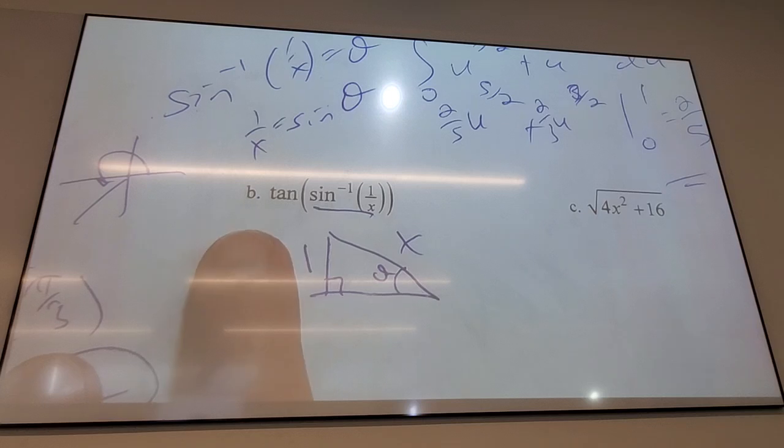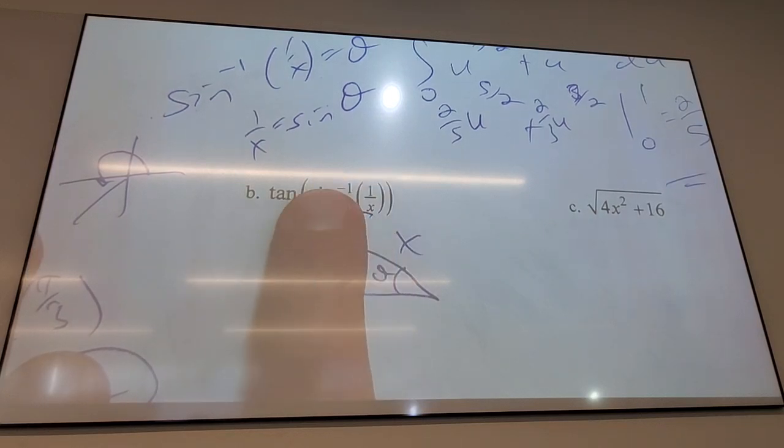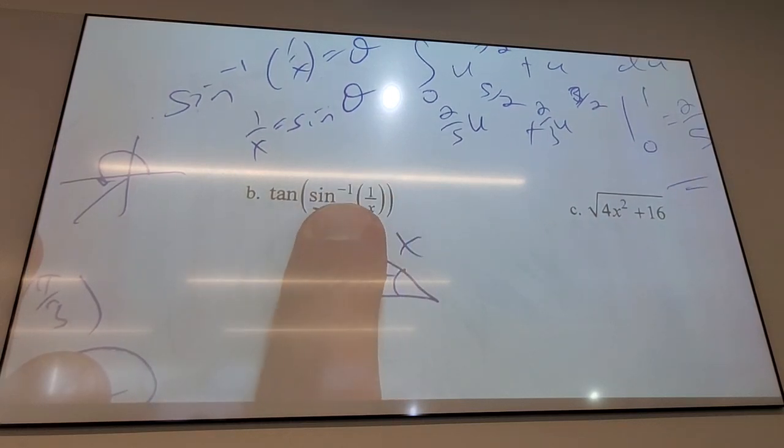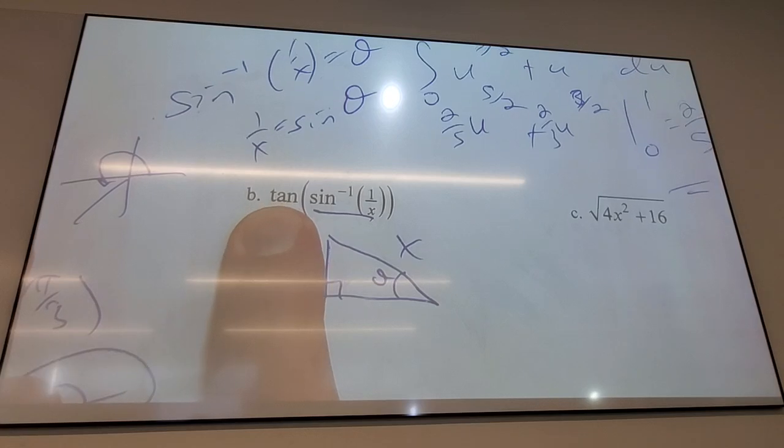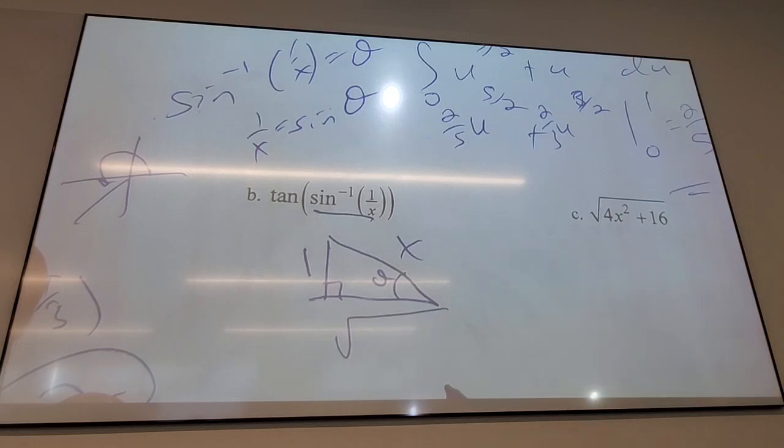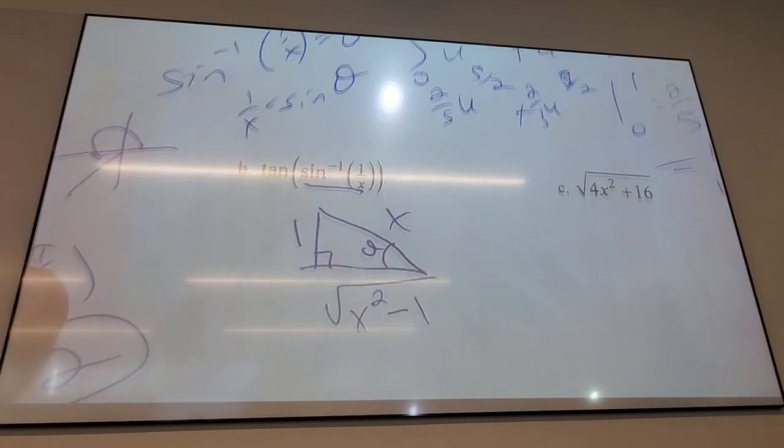How do I answer the question it's asking? Now I've set up a picture that visualizes what this is, and now it just wants me to know the tangent. So what am I missing to figure out the tangent? This side. And what's that side going to be? The square root of x squared minus 1. Beautiful. Hypotenuse squared minus the leg squared. So what's the tangent then?